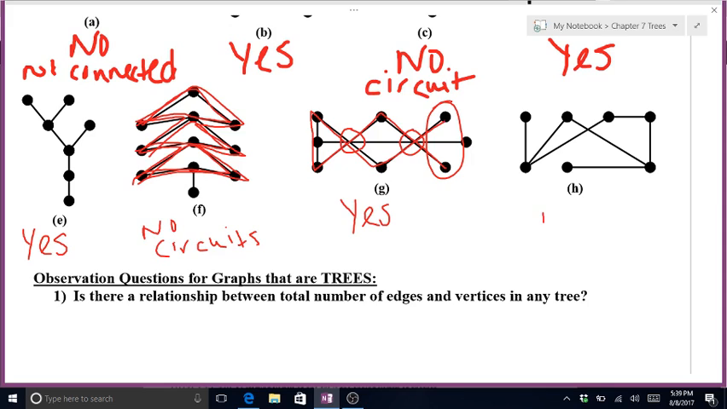The last one here is also going to be a no. Now, the circuit is very hard to find here, because it doesn't technically look like a circuit, because it's kind of a circuit and then it's twisted. But you've got this circuit here that causes an issue.